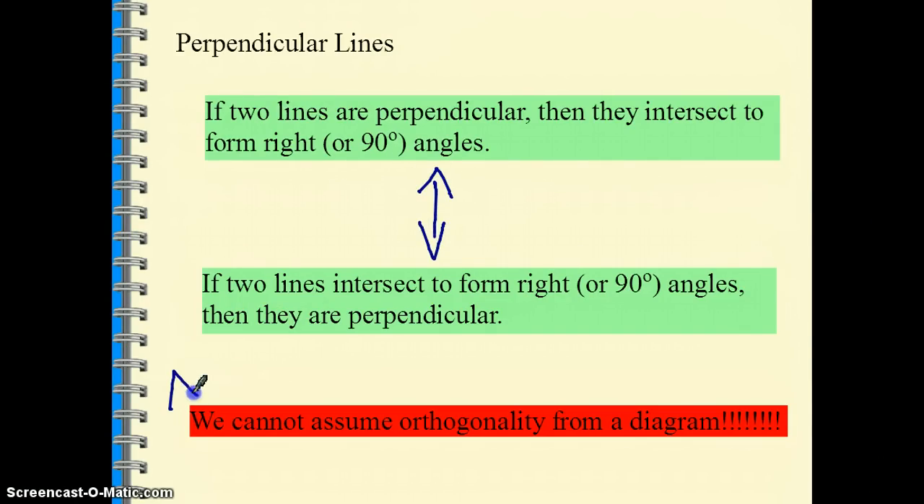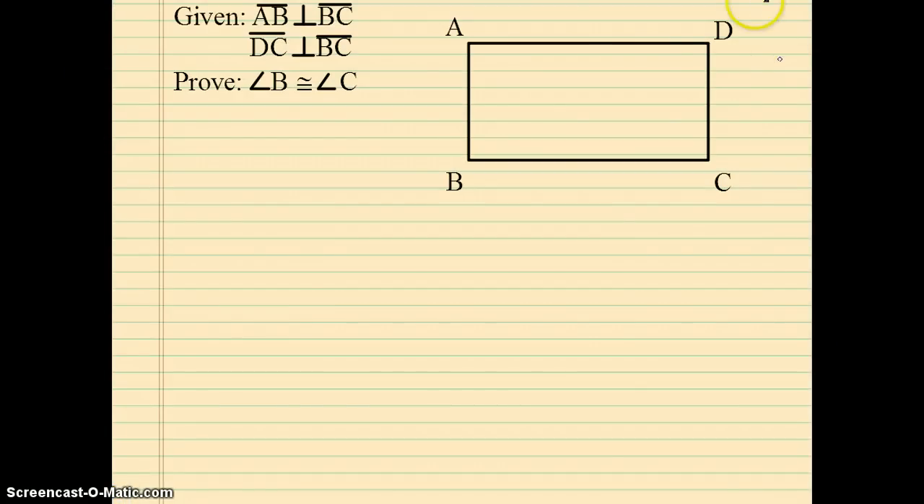Okay, now this is very important. Make a big note of this. We cannot assume orthogonality from a diagram. We can assume straight angles. We can assume that points are collinear, but we cannot assume that two lines are perpendicular because we can't assume right angles. Now, if we're told that we have right angles from this form of the definition, we can then state that two lines are perpendicular, but we have to know more information. We can't just assume.